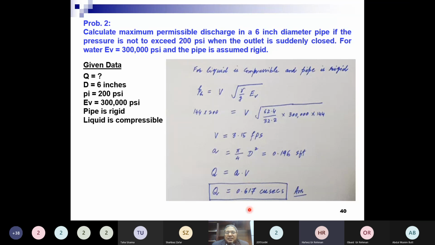If we will allow discharge more than this, then what will happen? When the pipe will burst. Don't say pipe will burst. No, actually we have not compared the strength of the pipe yet. So what we can say at this stage is that if the discharge allowed is more than this in the same pipe, and when we do sudden closure, then the hammer pressure which will develop in the pipeline would be more than 200 PSI. I think this is more logical.